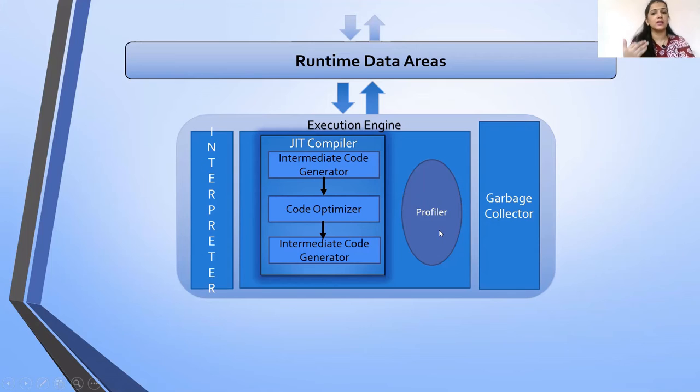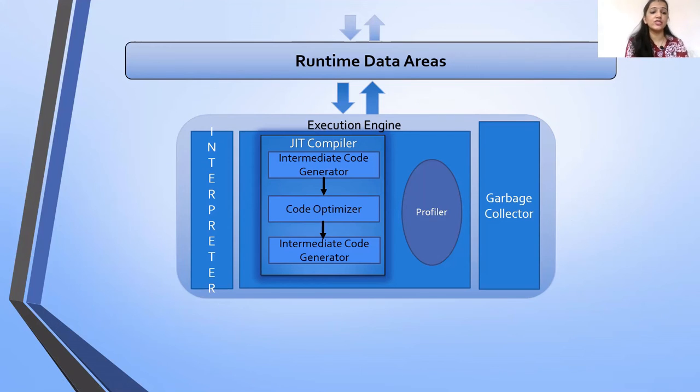So if there is any method which is called again and again, the JIT compiler will store that translation somewhere, and it won't be interpreted again and again. So the JIT compiler will take care of all those things. Then the garbage collector is also a part of the execution engine. There are many more parts, but these are some of the main parts.